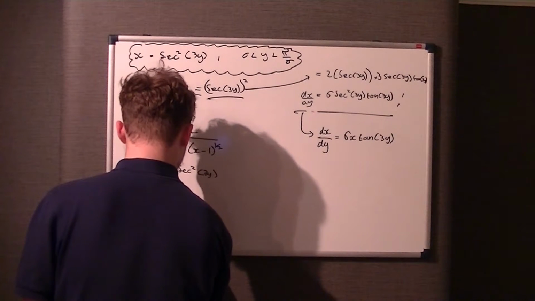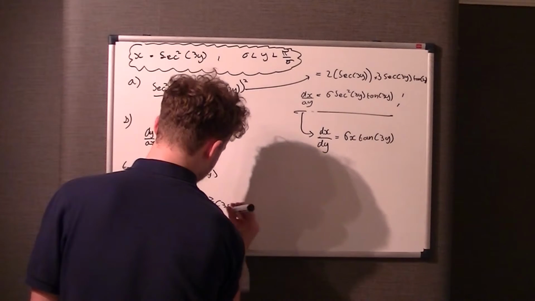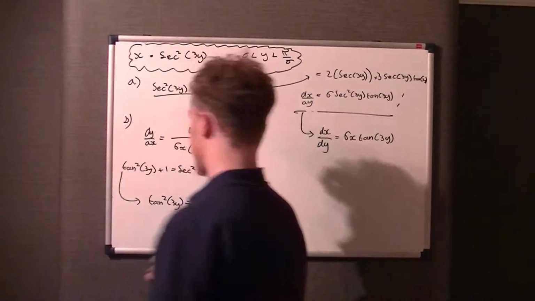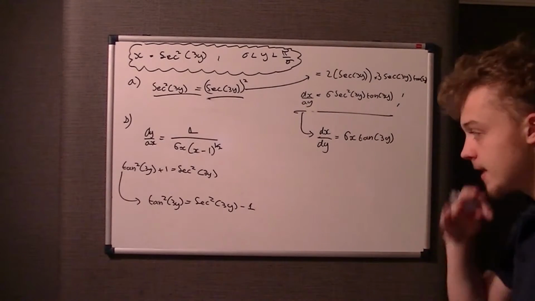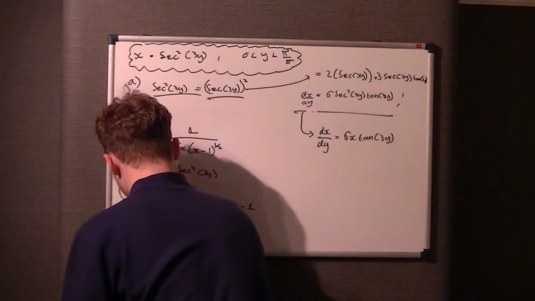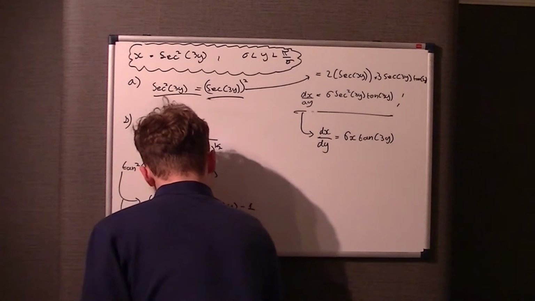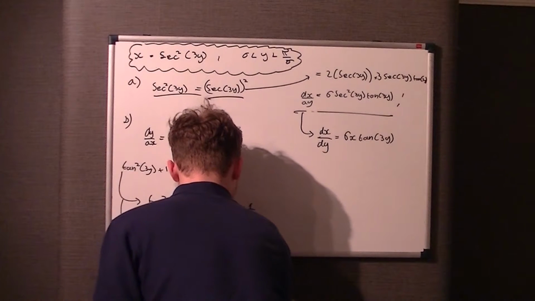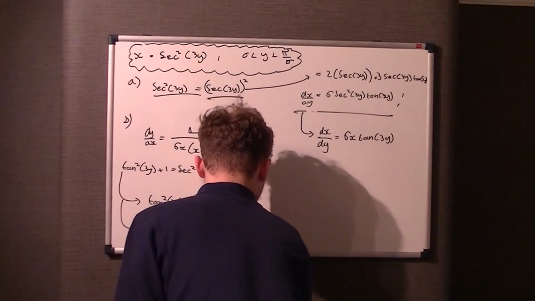So tan squared 3y would be equal to sec squared 3y take 1. But we don't want tan squared, we want tan 3y. So it is as easy as simply square rooting. Okay, so therefore the tan of 3y, which is what we want, is equal to the square root of sec squared 3y take 1.